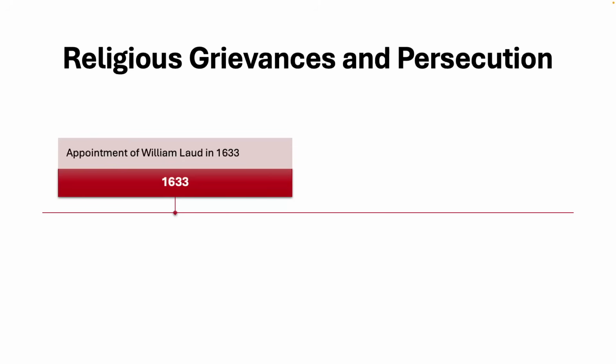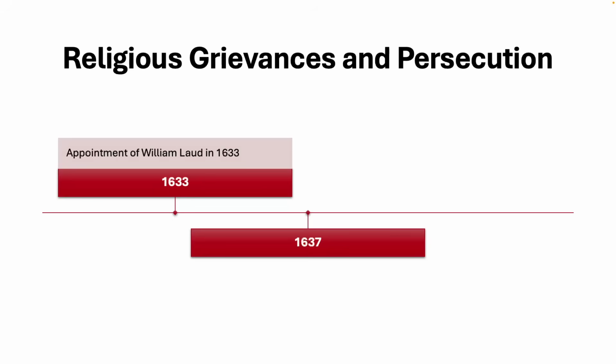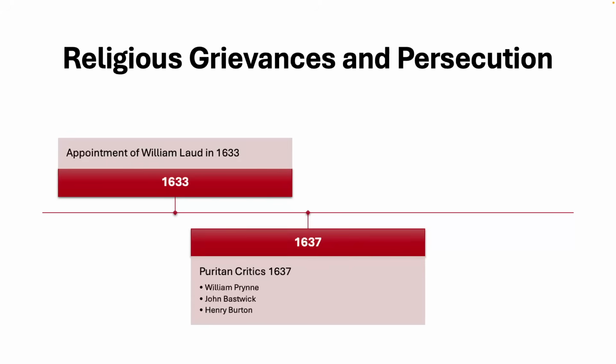Laud's reforms emphasised, of course, ceremonial worship, the beautification of churches, and strict adherence to the Book of Common Prayer. These changes were all reminiscent of Catholic practices, which alarmed Puritans, who favoured simpler scripture-based services. In 1637, we see three Puritan critics, William Prynne, John Bastwick, and Henry Burton, all being punished for publishing pamphlets that opposed the Laudian reforms. They were sentenced to mutilation and imprisonment and became martyrs in the Puritan cause, exemplifying the regime's intolerance for dissent. Problematic, as you can probably imagine.